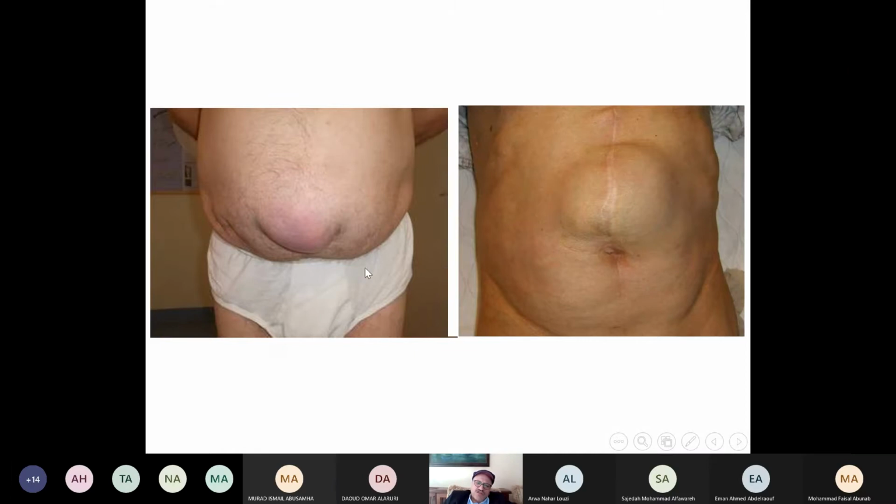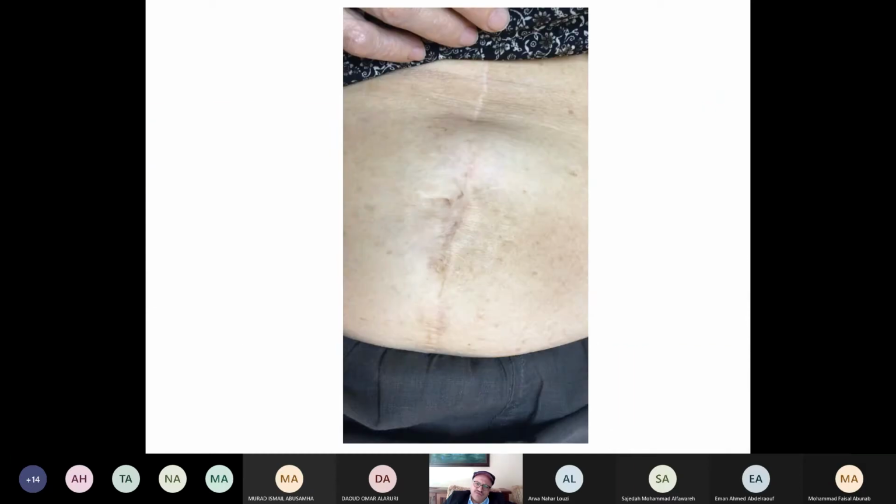So you ask the patient to cough. The hernia will appear and then it will reduce. Irreducibility means that the contents are fixed. It will not increase on coughing. It will not reduce after that. So this is how we examine for a hernia. This is a reducible hernia.